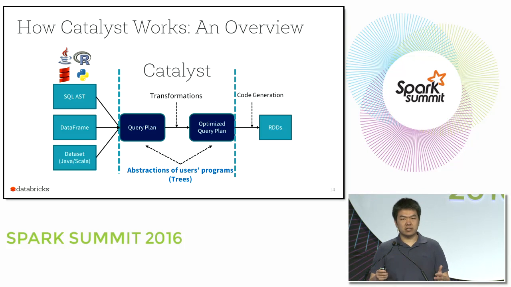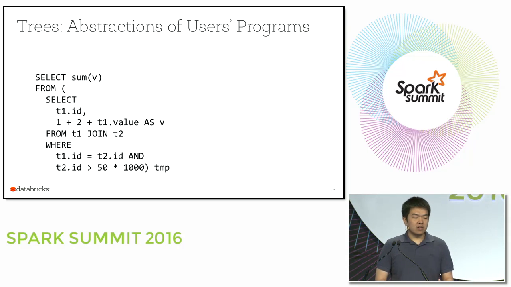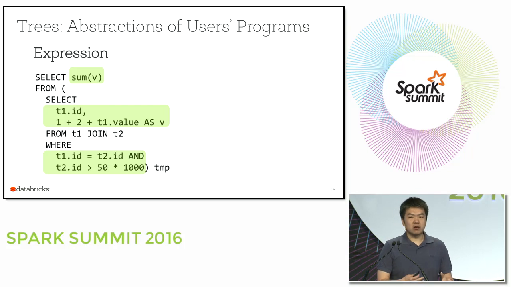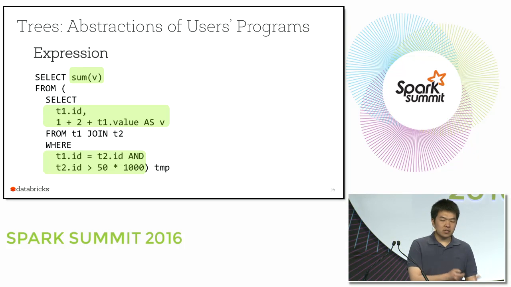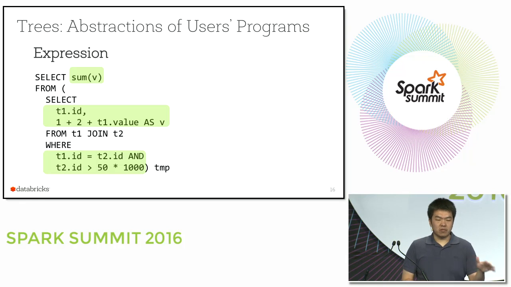First, let's look at the trees, which are the abstraction of a user's program. For a program built using the high-level API, for example, this SQL query, we need a new way to describe how to generate a new column using the input columns. Expressions are used for this purpose. In this SQL query, you can find there are 5 expressions, like sum, like 1 plus 2 plus id.value, and also you can see there are 2 predicates.